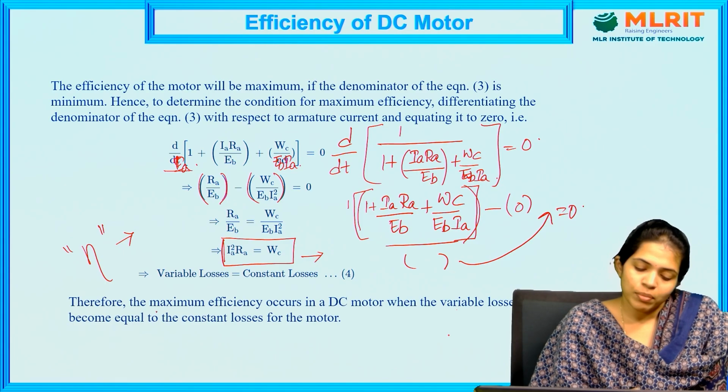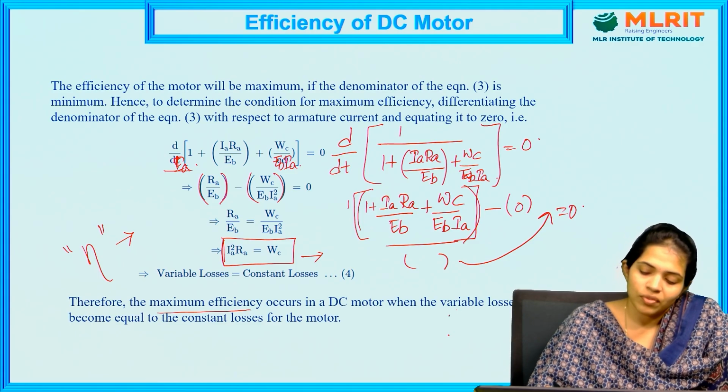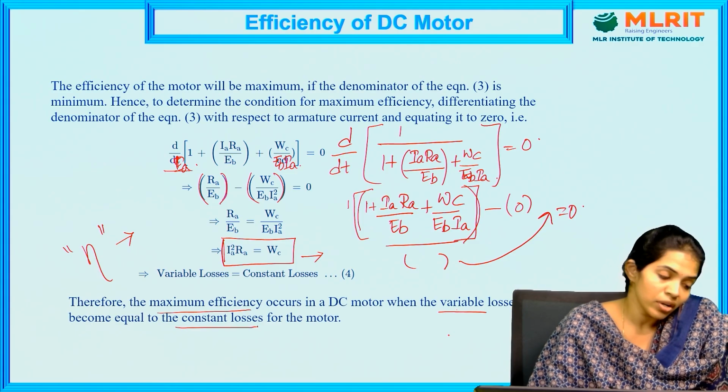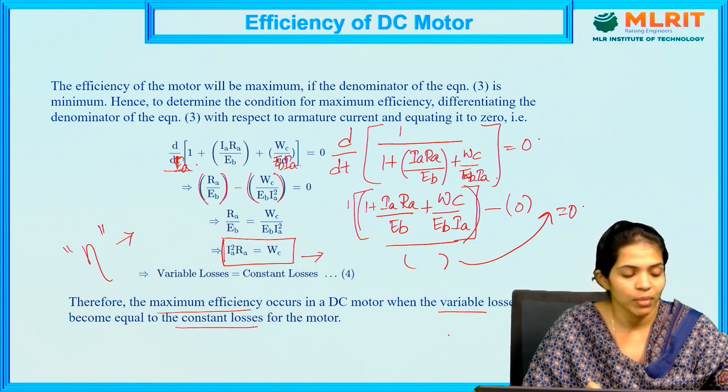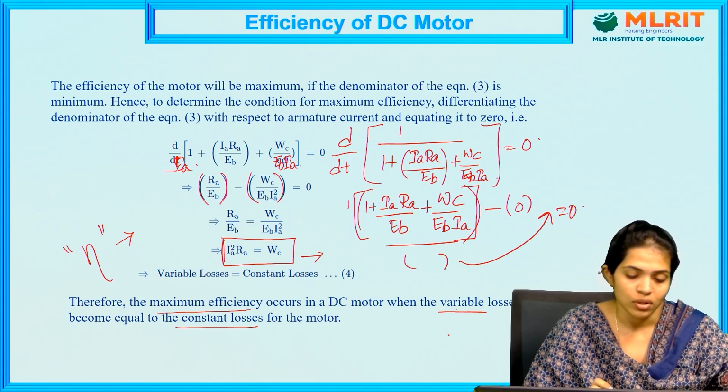Therefore, the maximum efficiency occurs in a DC motor when the copper losses are equal to the constant losses, that is nothing but the magnetic and rotational losses.